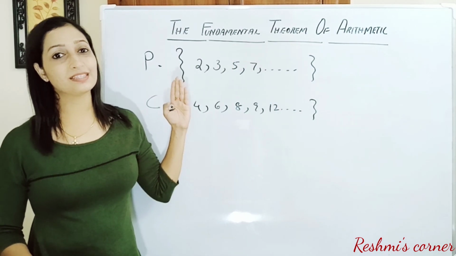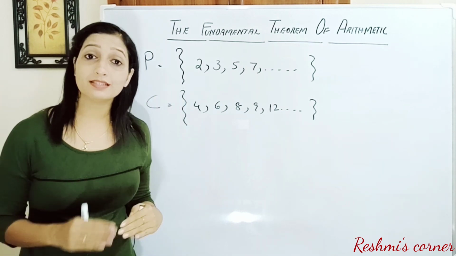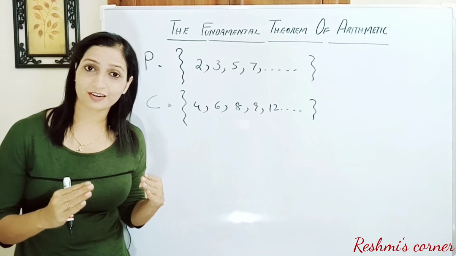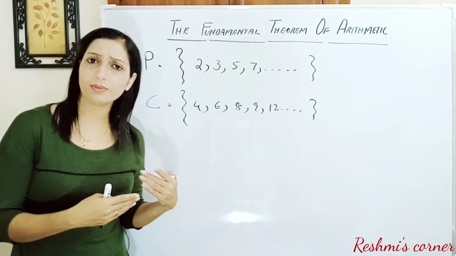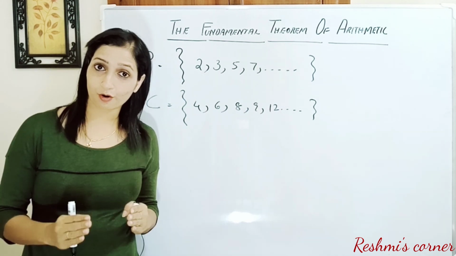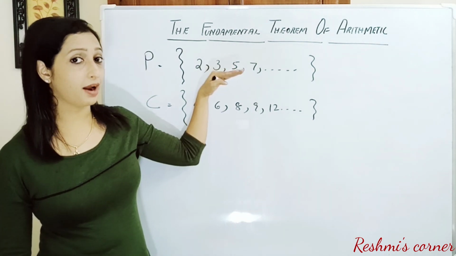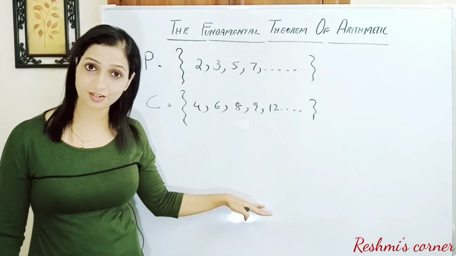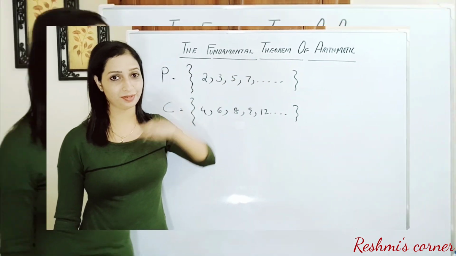So now we said what prime numbers and composite numbers are. Now let's define what a prime factorization is. Prime factorization is the process of writing a composite number in terms of its product of primes. So now we defined what prime numbers are, what composite numbers are and what prime factorization is. Now we move on to our fundamental theorem of arithmetic.